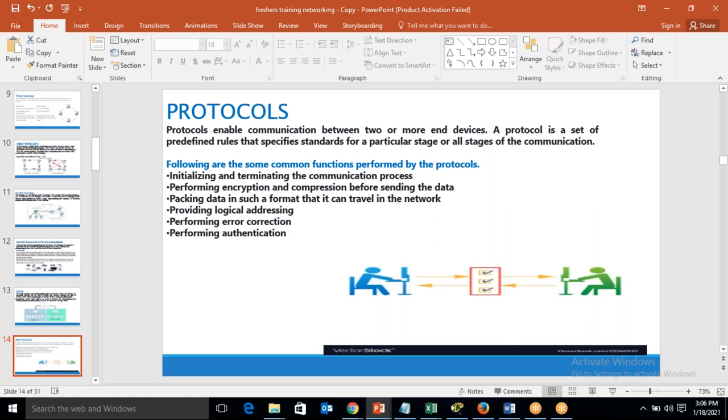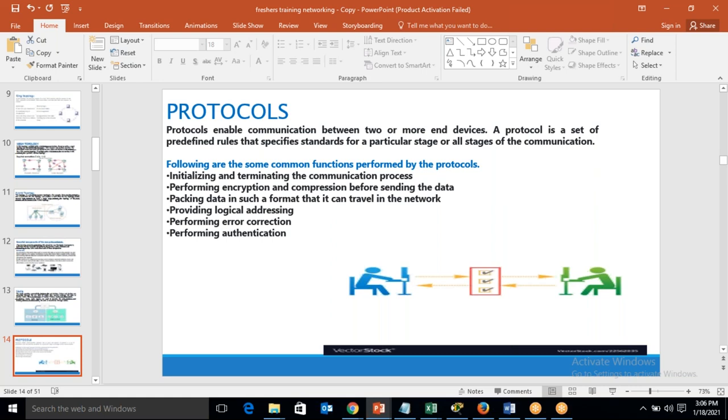Now, there are some common functions that are performed by the protocols. Let us see what those functions are. Initializing and terminating the communication process. For example, if you search something in Google, at that time the HTTP protocol comes into action. Again, the same HTTP protocol will terminate the process by responding with the result of whatever you have searched in Google.